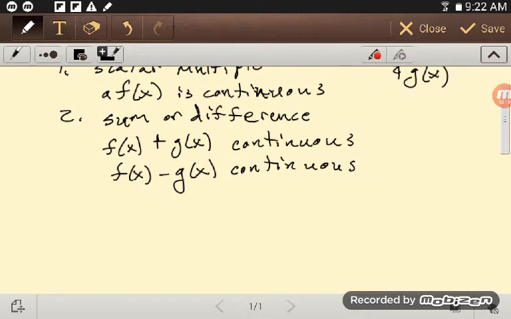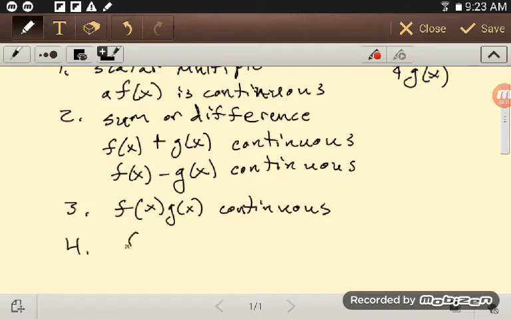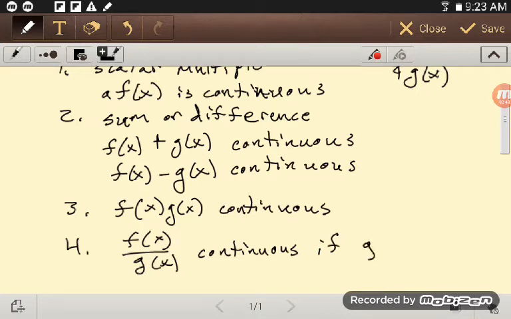So, sum or difference, the product, f of x times g of x, continuous, and for f of x over g of x, continuous, if g of c is not equal to 0. Can't divide by 0.